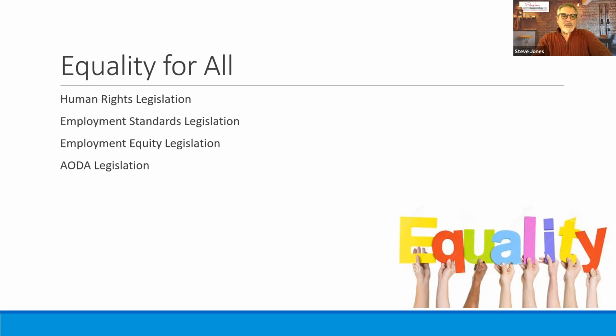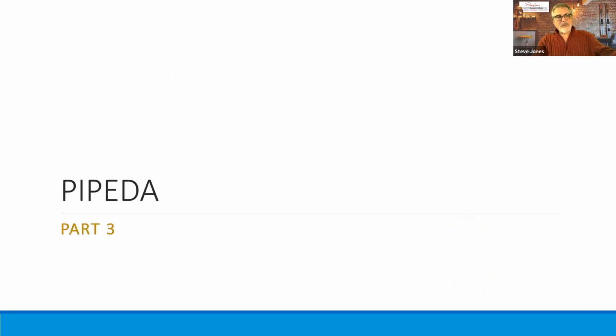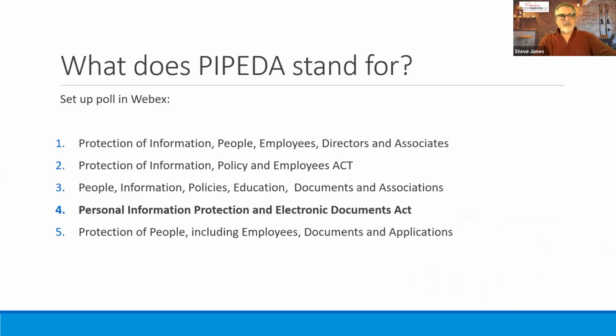So we talked about human rights legislation today. We talked about employment standards legislation the other day, employment equity legislation federally. We talked about today the Employment Equity Federal Contractors Program. And now I've just given you a little bit on the AODA. And for the next 10 or 15 minutes, we're going to talk about privacy, and then we're done for the day.